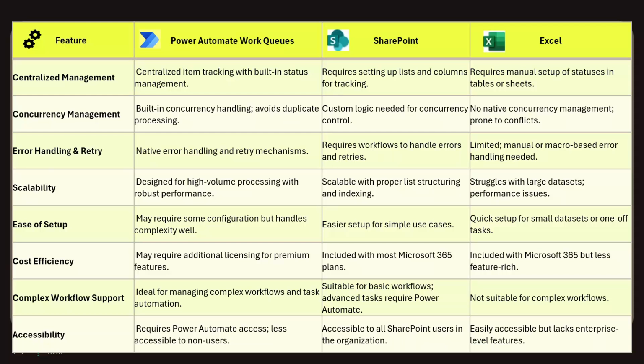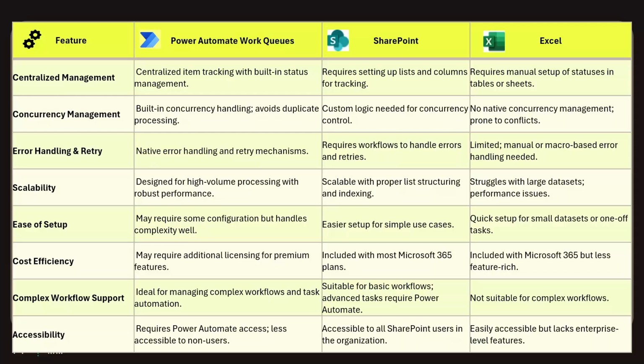From the load balancing or processing perspective, which is what a work queue actually has to do, it seems to be better when compared with SharePoint and Excel, because SharePoint and Excel are specifically designed for data storage. For this kind of handling, they take some custom setup which itself is complex. And for complex workflows, Power Automate work queues are actually ideal, whereas SharePoint and Excel are quite unsuitable for complex workflows.